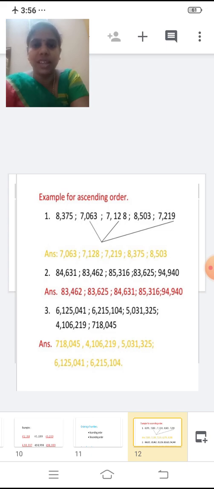Next, in the first two numbers we have 6 in the millions place. Now compare the 100,000 place. In the first number we have 1, in the second number we have 2. So 1 is less than 2, right? So 6,125,041. Then 6,215,104. Are you all clear with the ascending order, children?